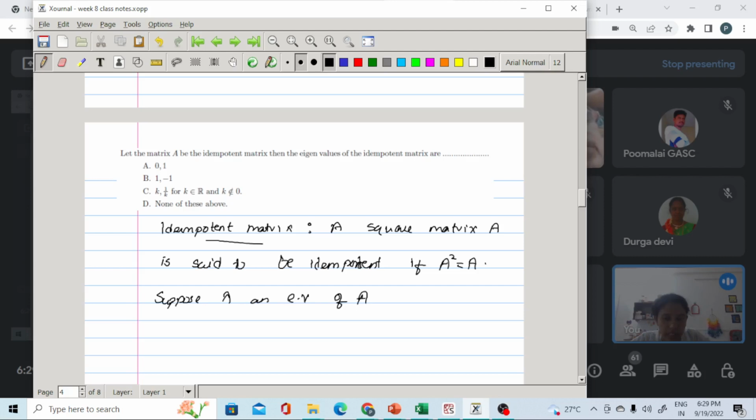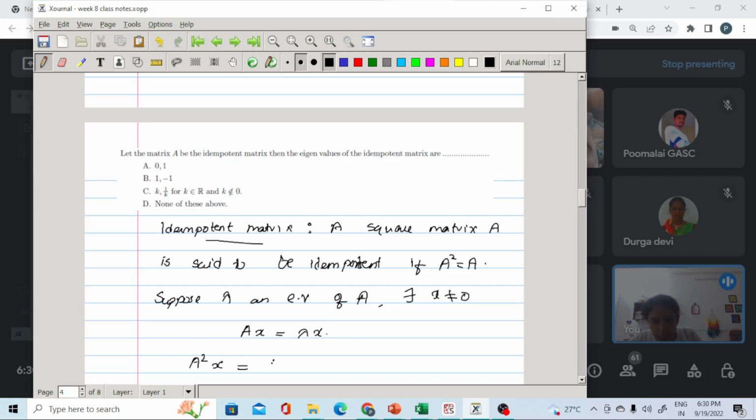Then will we say this lambda is an eigenvalue of A? I'm just asking for the definition. By definition, if lambda is an eigenvalue of A, there exists x not equal to 0, x should be a non-zero vector, such that Ax equals lambda x. Now we will consider A square x.